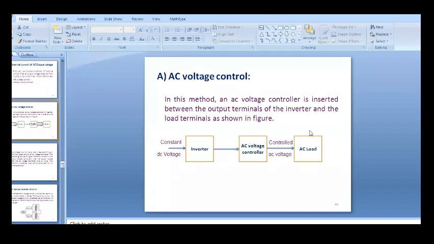So it is employed for low power application, because when you change the firing angle of the AC voltage controller, harmonics can be generated, and due to the generation of harmonics we will get low power. So thereby it can be employed for low power application.